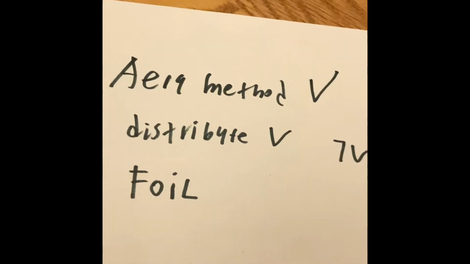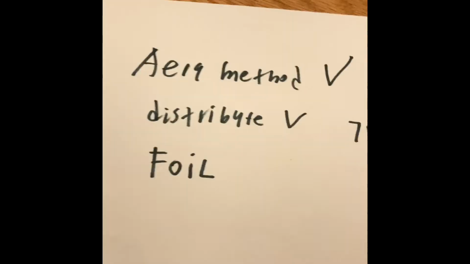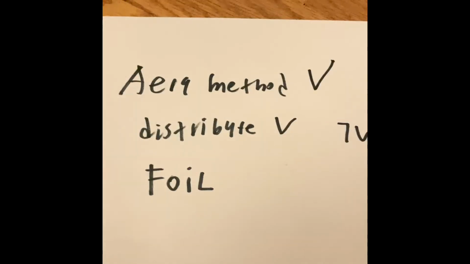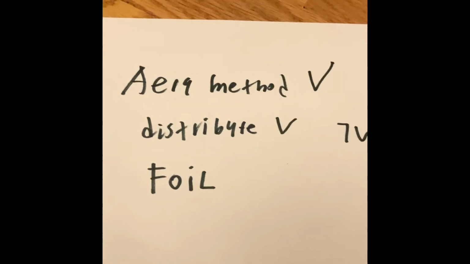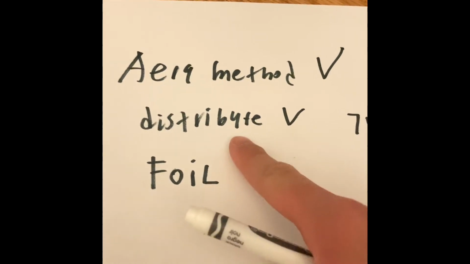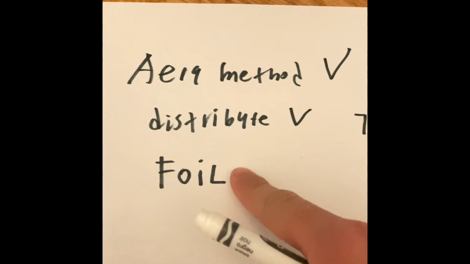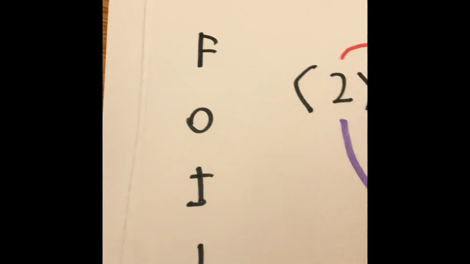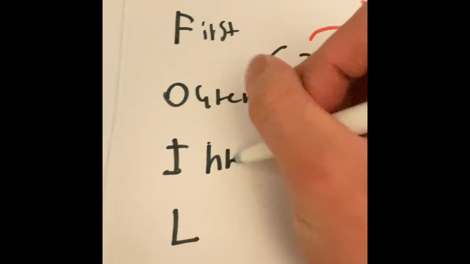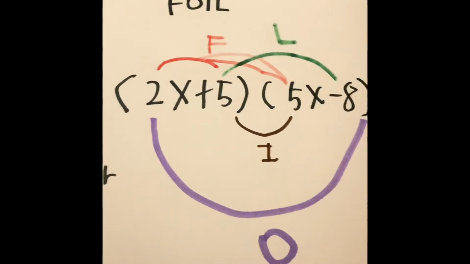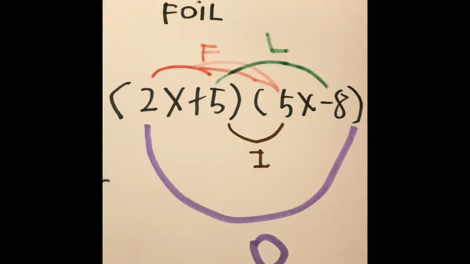The last thing we're going to look at is FOIL. When you hear the word FOIL, you've probably been thinking about tin foil or the plastic shiny piece, but FOIL is actually related to the distributive property because it's almost the same thing. But FOIL is actually an acronym. FOIL represents first, outer, inner, and last. And it shows you what the steps are and what to multiply.